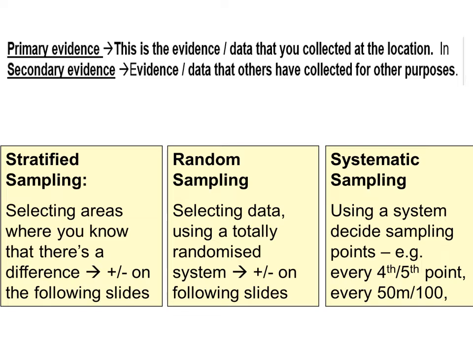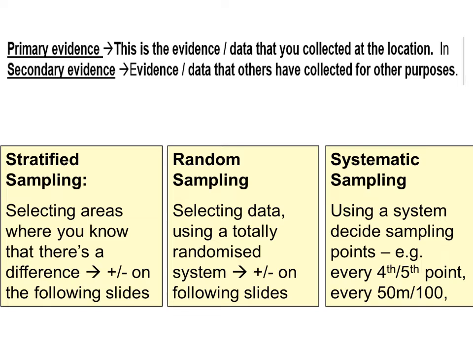So let's say we're analysing houses on a 3-mile long street and we're looking at the difference, the quality of the houses or maybe the size of the houses. So we're not able to look at every single house. So which ones do we look at? Which ones do we sample?